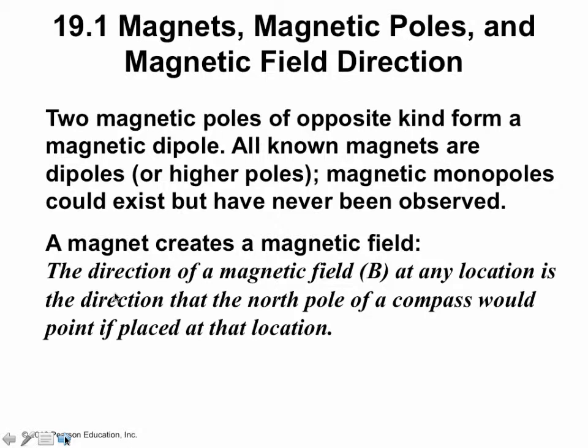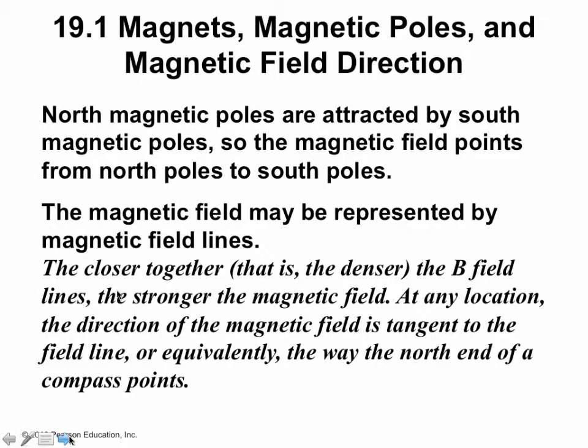A magnet creates a magnetic field very similar to the electric field. The direction of the magnetic field at any location is the direction that the north pole of a compass would point if placed at that location. We'll get some pictures that explain that. North magnetic poles are attracted to south magnetic poles, so the magnetic field points from north poles to south poles, just like an electric field points away from the positive charge towards the negative charge.